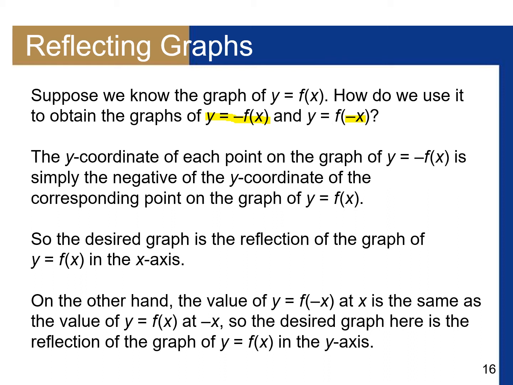If I'm taking the opposite of the entire function, then it's simply going to be the negative of the coordinate that it was. So if it was positive, it's now negative. If it was negative, the negative of a negative is a positive. So the desired graph is a reflection of the graph about the x-axis. What do you mean about the x-axis?